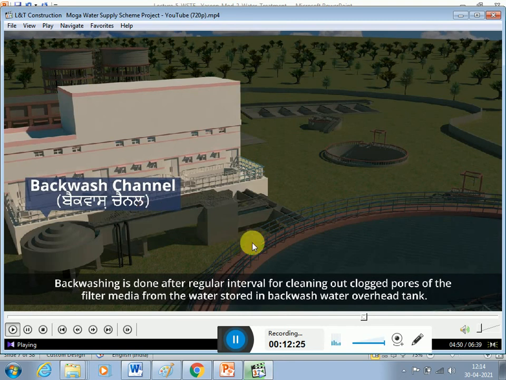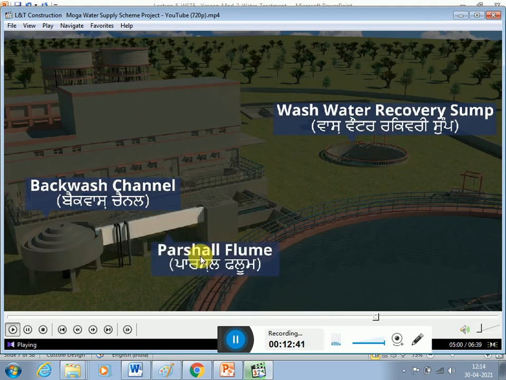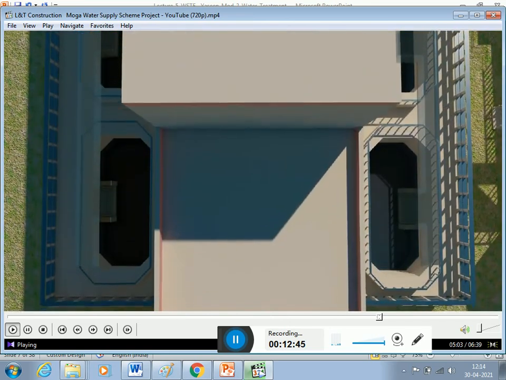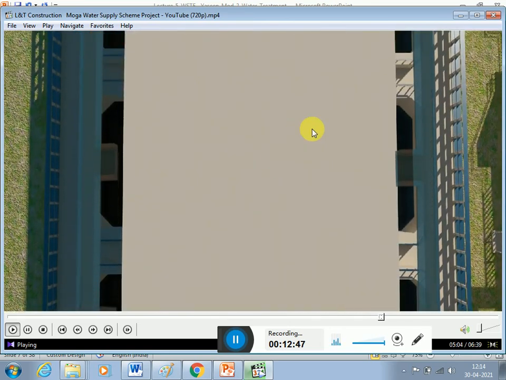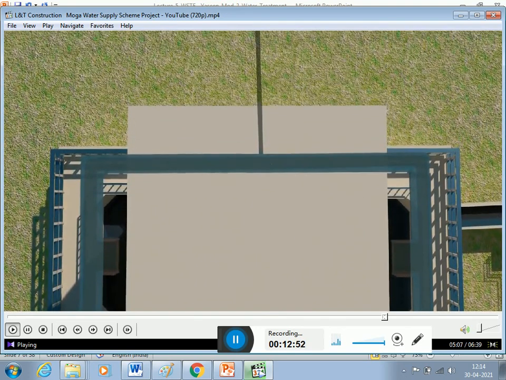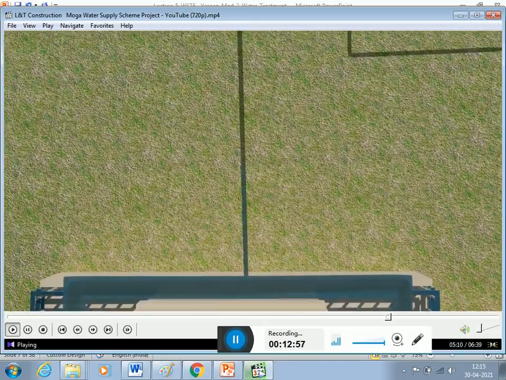After a regular interval, we have to clean out the clogged pores of the filter media, that is, remove the clogged material from the filter house, and this is called the wash water recovery sump. And this is the backwash water channel, and this is the filter house. Whenever the water is filtered, after a certain period of time, after 6 hours or 5 hours or once in a day, usually backwashing will be done.